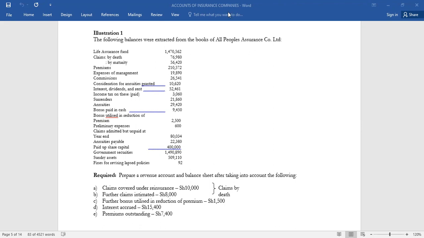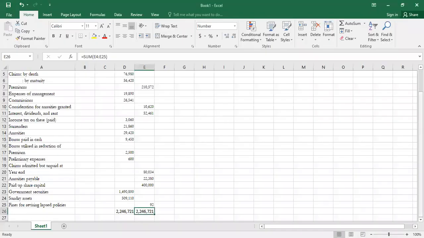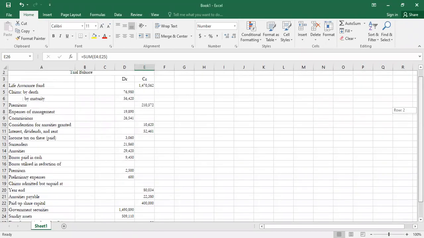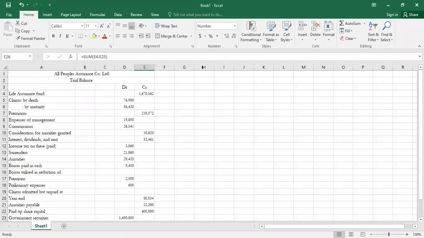So we don't have much. So allow me to go back to the trial balance. So here we are, and we start now preparing our revenue account. So this is the trial balance. I'll do the revenue account here on the side. So revenue account.